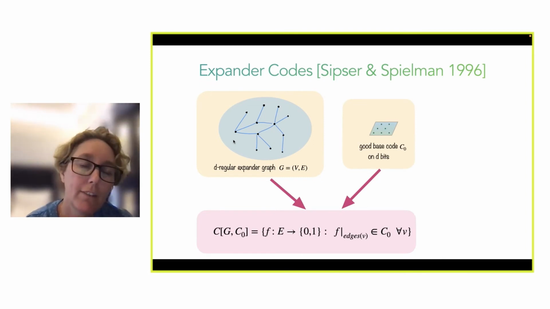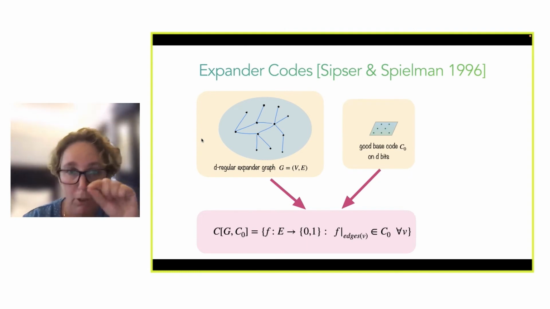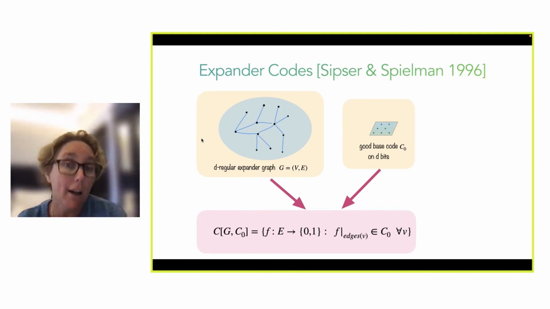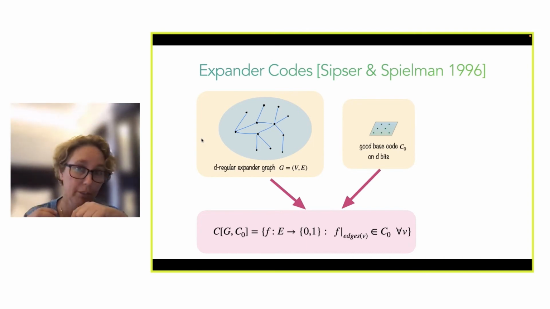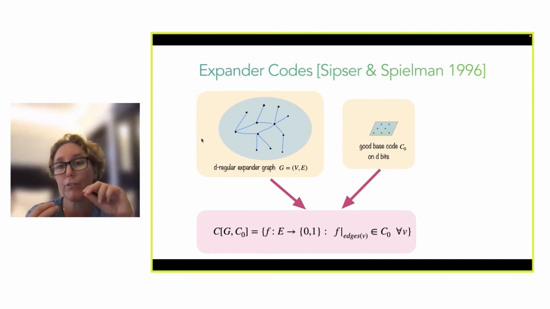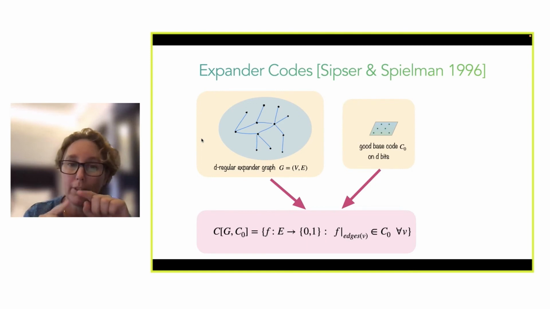Well, let's see that this code has good distance. Suppose I have two words that are different and are inside this code. Well, they must differ on some point, right? So suppose there is some edge where these two code words are different. Now look at the vertex touching this edge. This vertex sees some small local view for the first word and some other local view for the second word, because they are different. But because the local view of this vertex belongs to the base code C0, it needs to see two different C0 code words. So there must be many other points of disagreement.